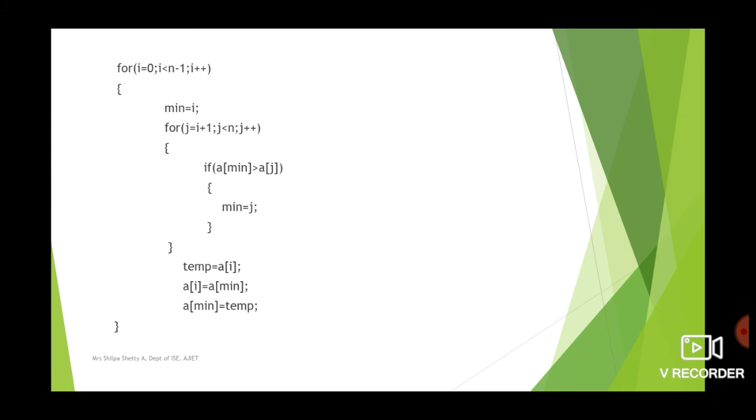So the j loop will now be j is equal to i plus 1. i is 1. 1 plus 1 means 2. j less than n. n is 5. Less than 5 is 4. So the j value will vary from 2 to 4. So it is 2, 3 and 4. So in the second pass we will have 3 comparisons. So that is how these for loops work. I hope it is clear.